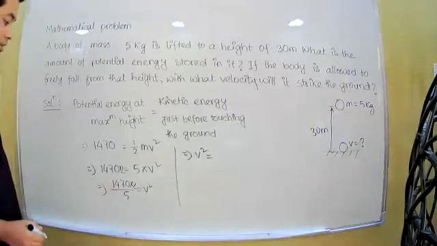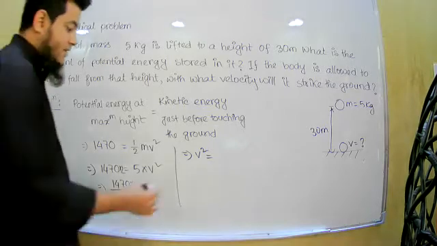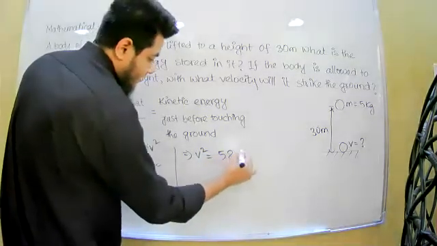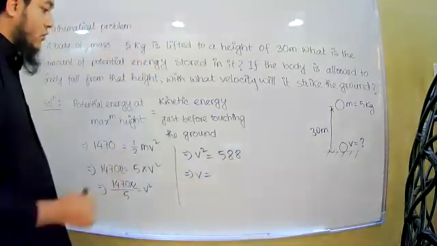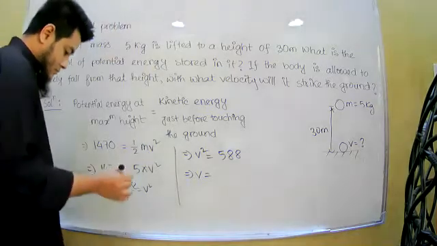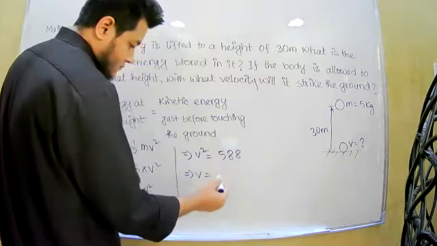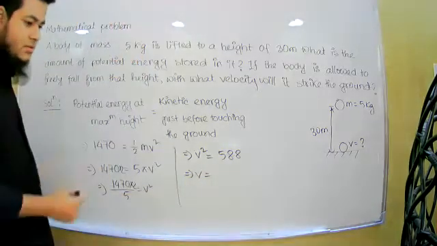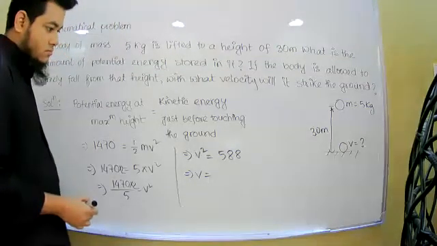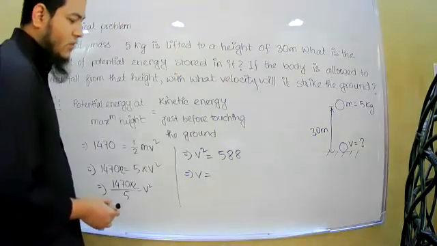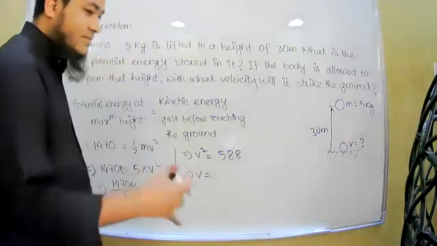So how much will it be? Sir, 588. Okay, then to get the value of v, you have to root over both the sides. How much? 24 point something? Well, it is 14 root 3, sir. 14 root 3. Oh, in decimal, how much is it? I want the decimal value.